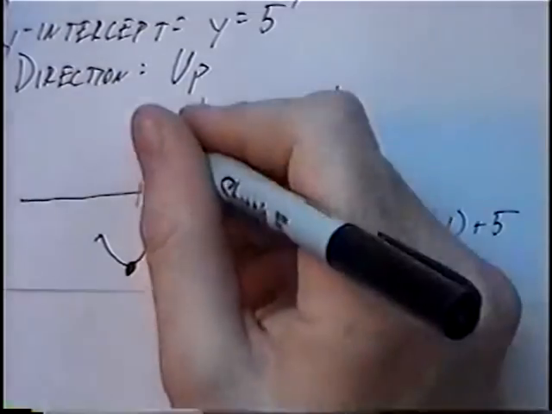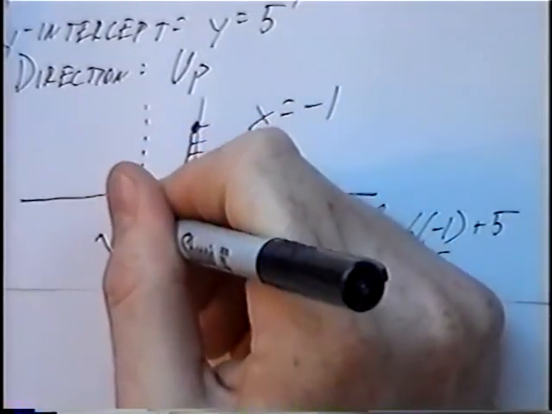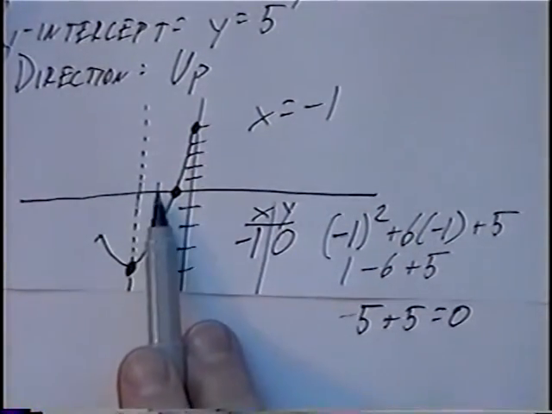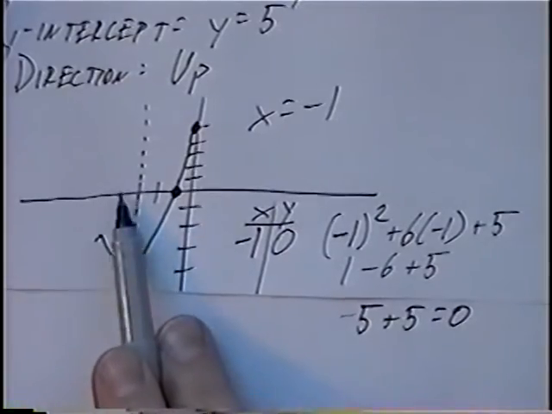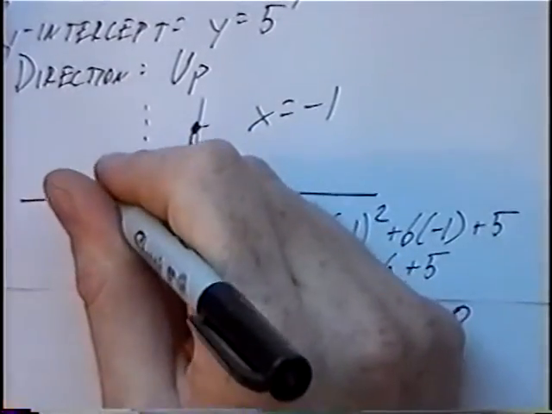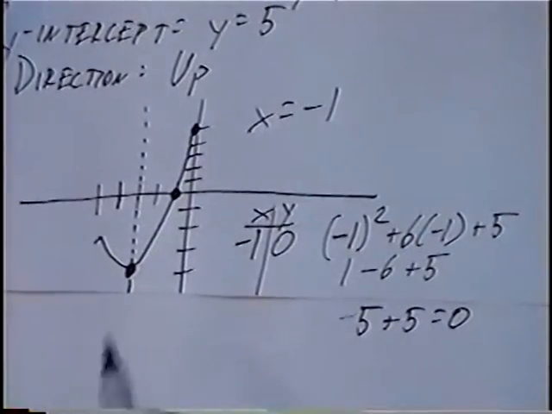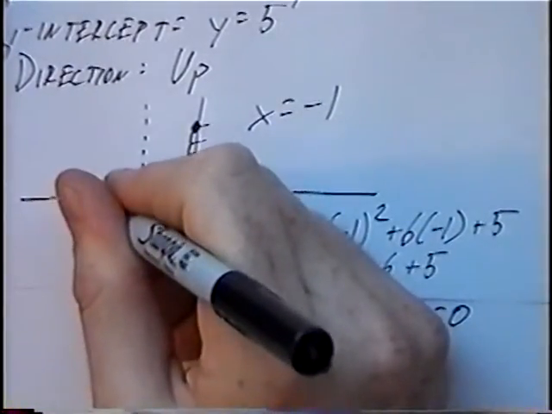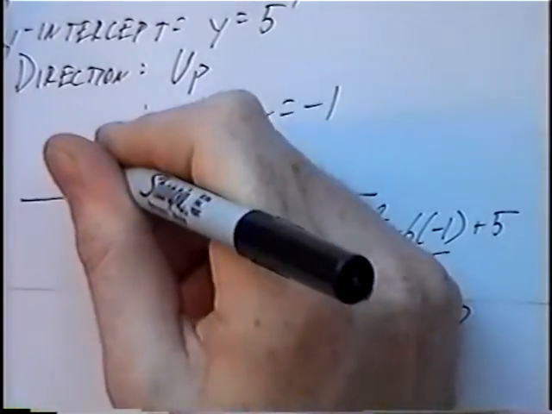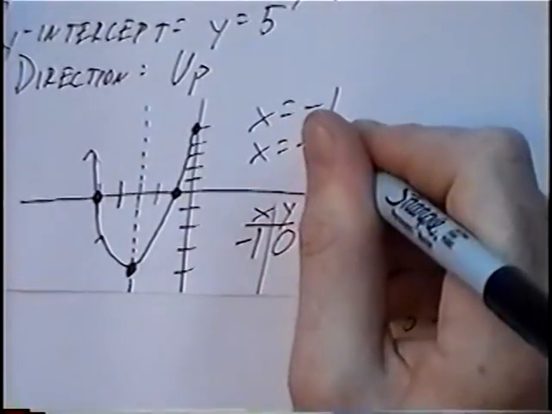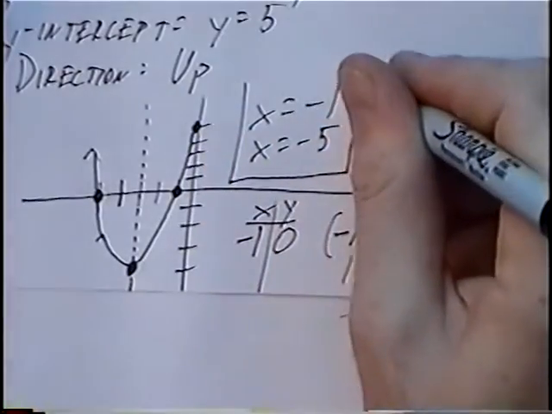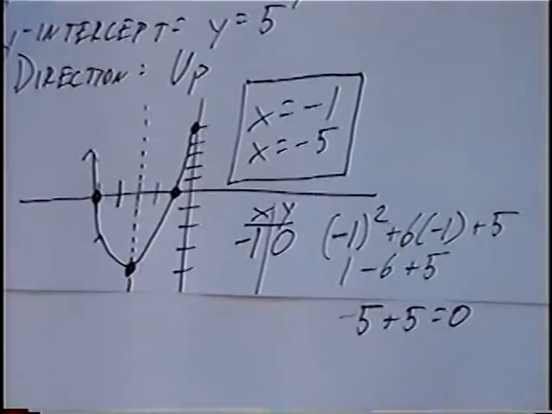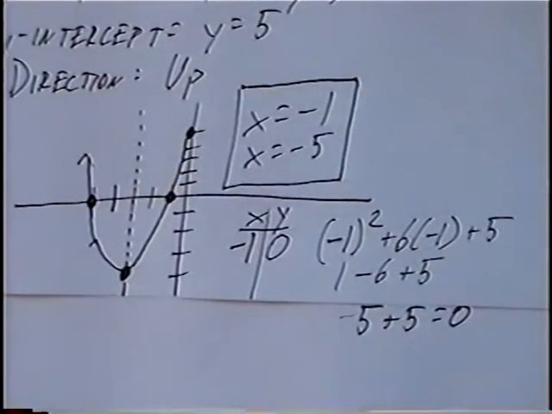Once you know one answer, you can use the axis of symmetry to find the other answer. The first solution is 2 spots to the right, so our second solution will be 2 spots to the left. Counting over, this would be at -5, so our second answer would be x equals -5. So 2 solutions, or 2 answers to the original equation, x equals -1 and x equals -5.